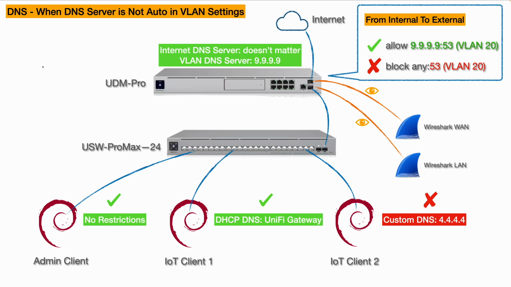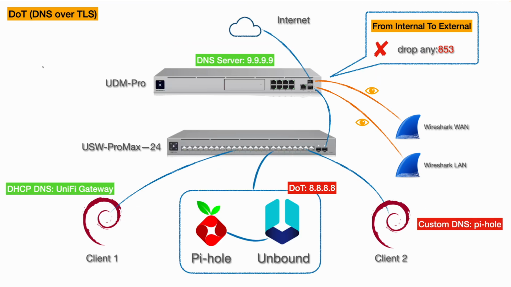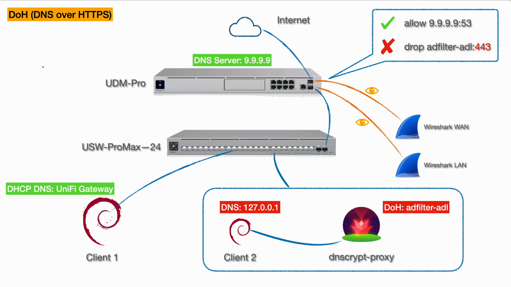The second part: what if in your VLAN DNS server setting you don't have the auto setting, how should the firewall be configured differently. In the third part, we will talk about what if your client is smart enough to use DoT, DNS over TLS, and how you can block such queries. In the very last part, we will explore what if your client uses DoH, DNS over HTTPS.